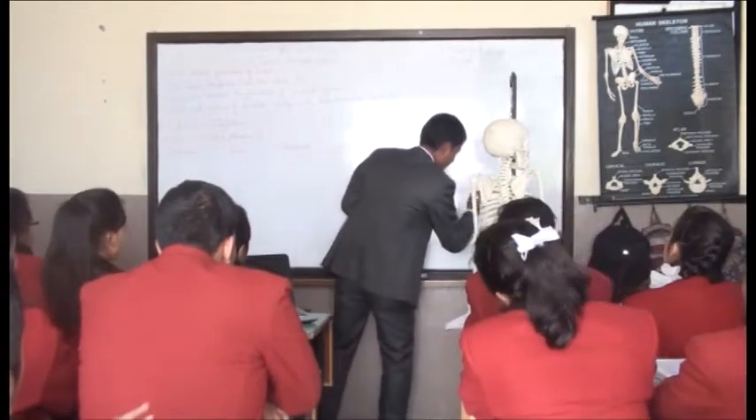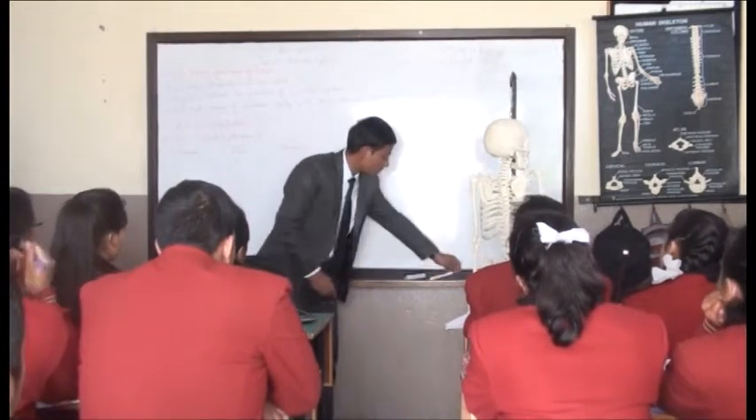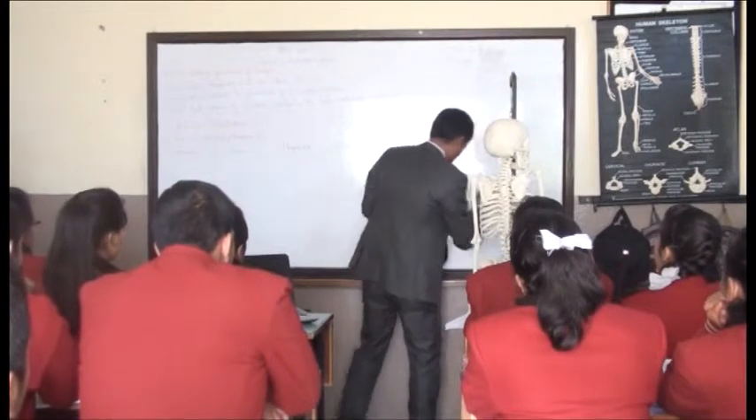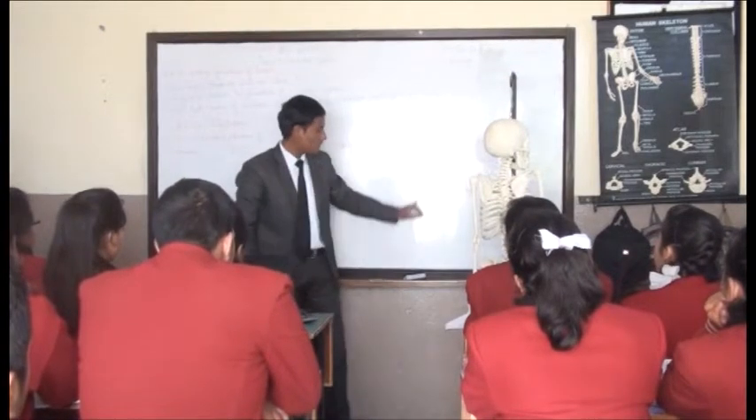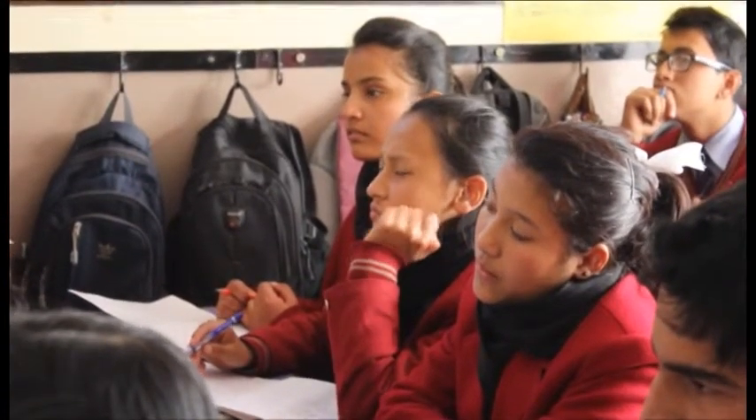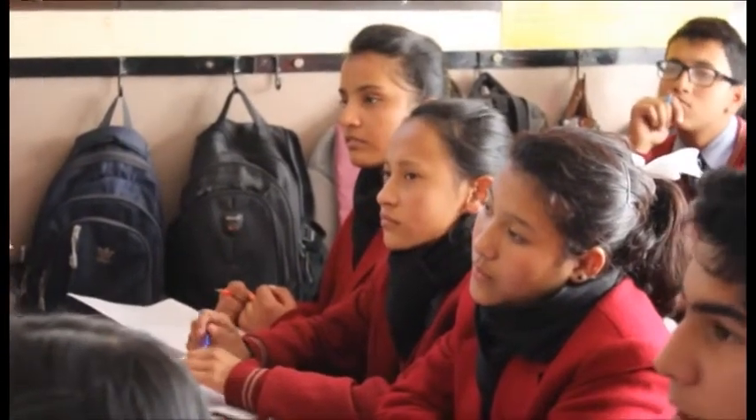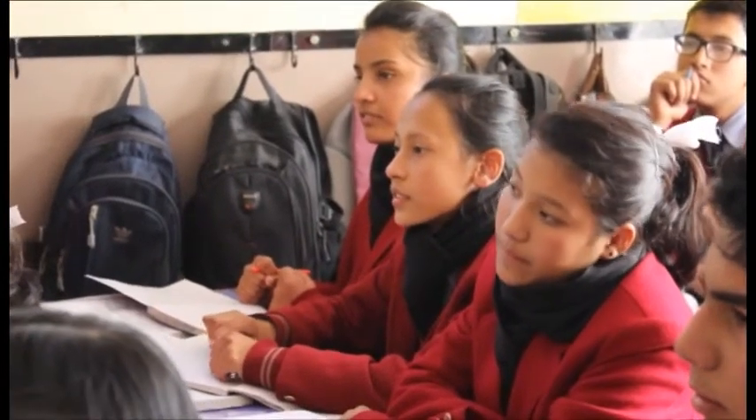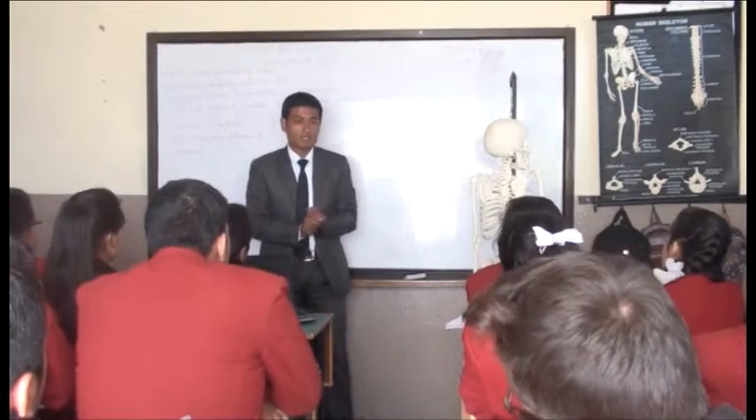Malleus, Incus, Stapes. Each bone is 2 in number. The combination is Malleus Incus Stapes, MIS. MIS, our school name, Meridian International School, MIS. M stands for Malleus, I for Incus, and S for Stapes.